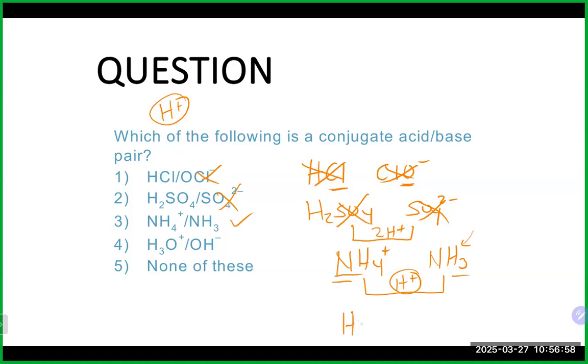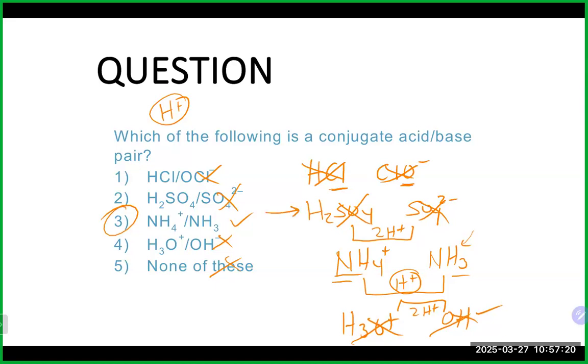Here we have H3O plus and OH minus. Again, the difference here is actually two H pluses, right? So it is not related to each other, and clearly not none of the above. So it looks like three is the only one related. Now, to answer maybe a question you might have, why are these guys really not related to each other?